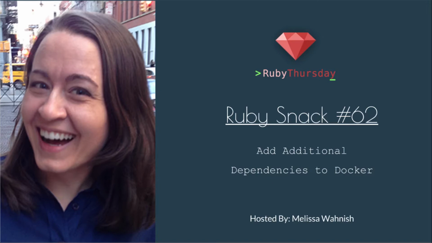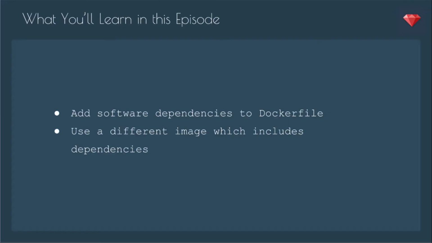This is Ruby snack number 62, Add Additional Dependencies to Docker. I'm going to show you two ways to add these dependencies. The first way is to add software to the Dockerfile. An alternative would be to use a different image which includes those dependencies from the start.